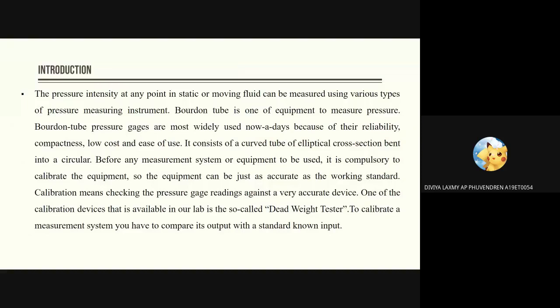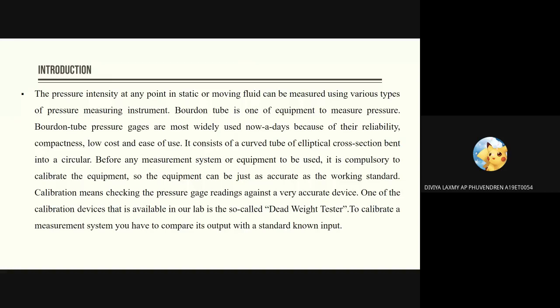As for the introduction, the pressure intensity at any point in static or moving fluid can be measured using various types of pressure measuring instrument. Bourdon tube is one of the equipment to measure pressure. Bourdon tube pressure gauges are most widely used nowadays because of their reliability, compactness, low cost, and ease of use. It consists of a curved tube of elliptical cross-section bent into a circular shape.